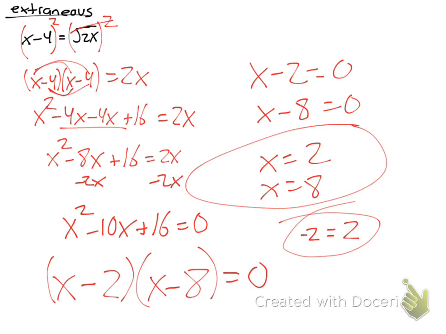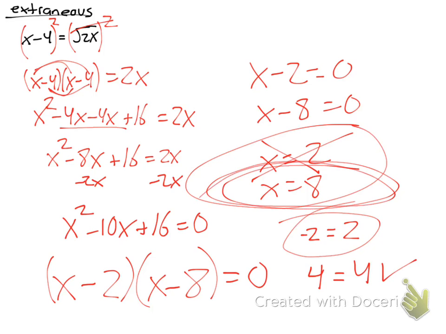Is that true here? Is negative 2 equal to 2? No. So guess what? 2 is not a solution. We did everything mathematically correct, but it doesn't work. Let's check 8 then. 8 minus 4 is 4. That should equal 2 times 8, 16, square root, 4. That checks out. So 8 is the only solution.